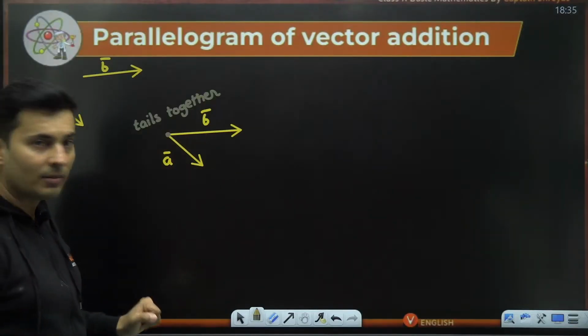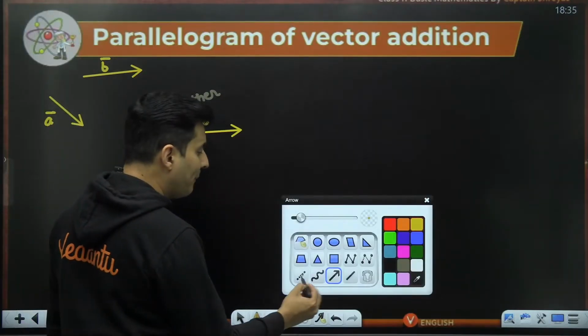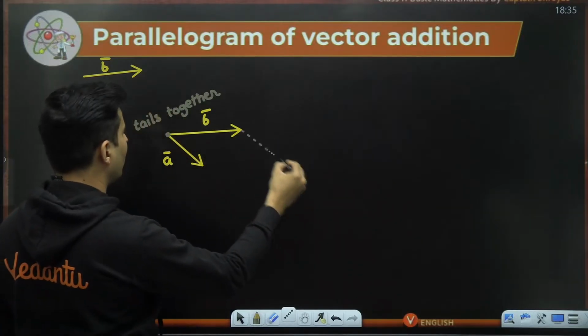This is the first step. The next step is basically you complete an imaginary parallelogram. Just imagine a parallelogram like this.